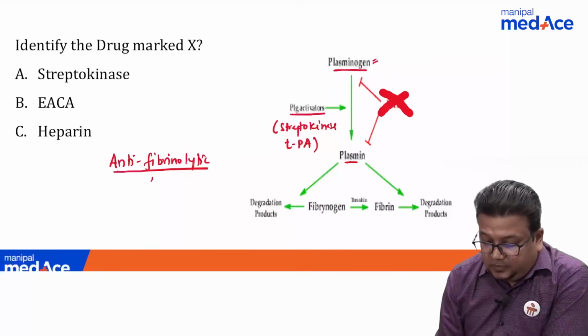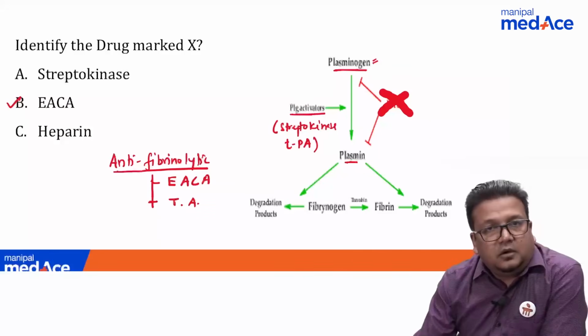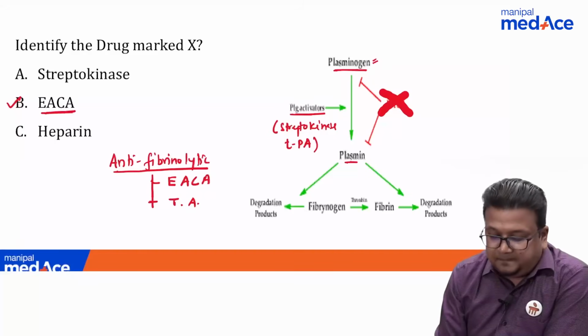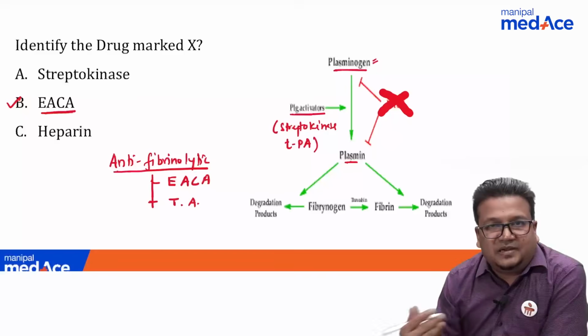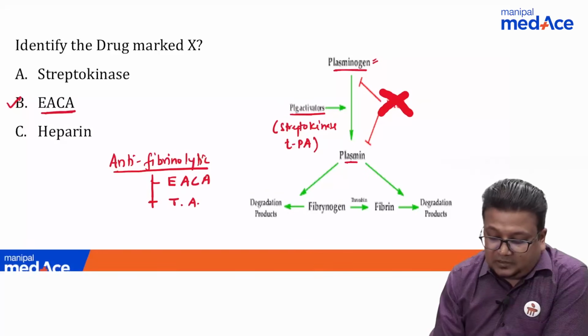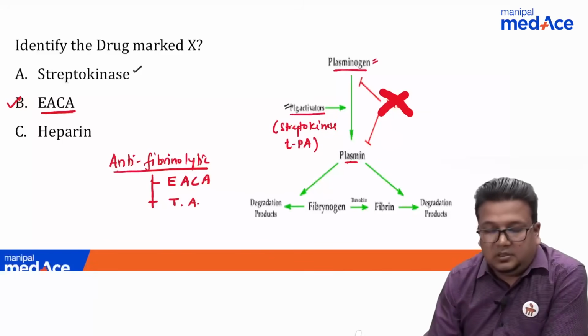We know that there are only two antifibrinolytics, epsilon aminocaproic acid and tranexamic acid. Two drugs are there. Out of this, EACA or epsilon aminocaproic acid was given, so that would have been the answer. Some of the students in a hurry did not read the question carefully and wrongly marked streptokinase, but streptokinase, please remember, would have been this plasminogen activator, not the inhibitor.